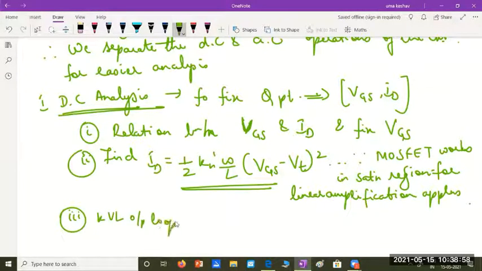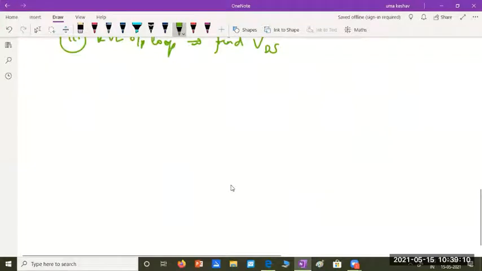the output loop to find what? The drain source voltage VDS. So this is our DC analysis. Let's do it for the amplifier circuit, which we will write below.